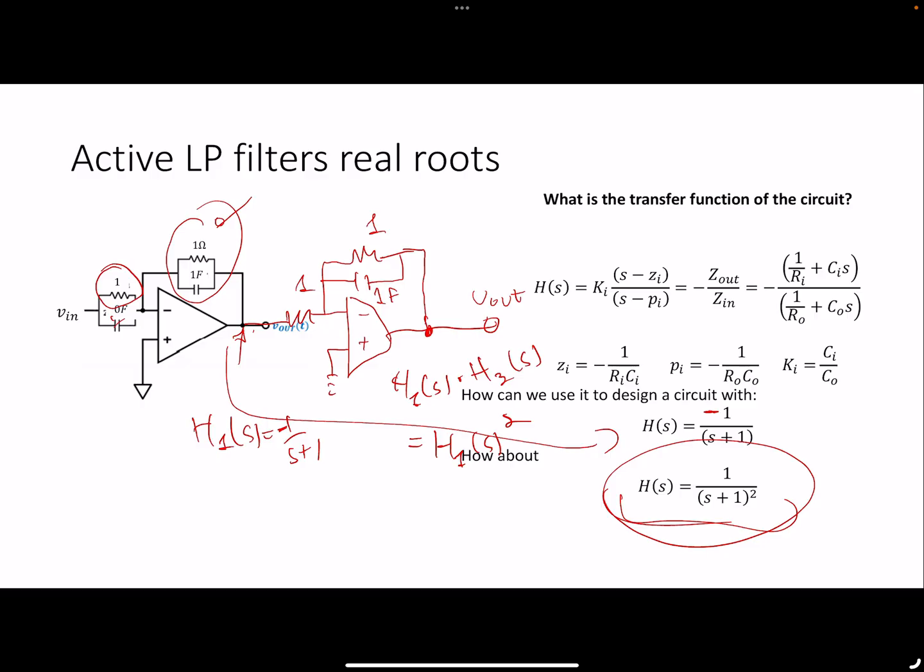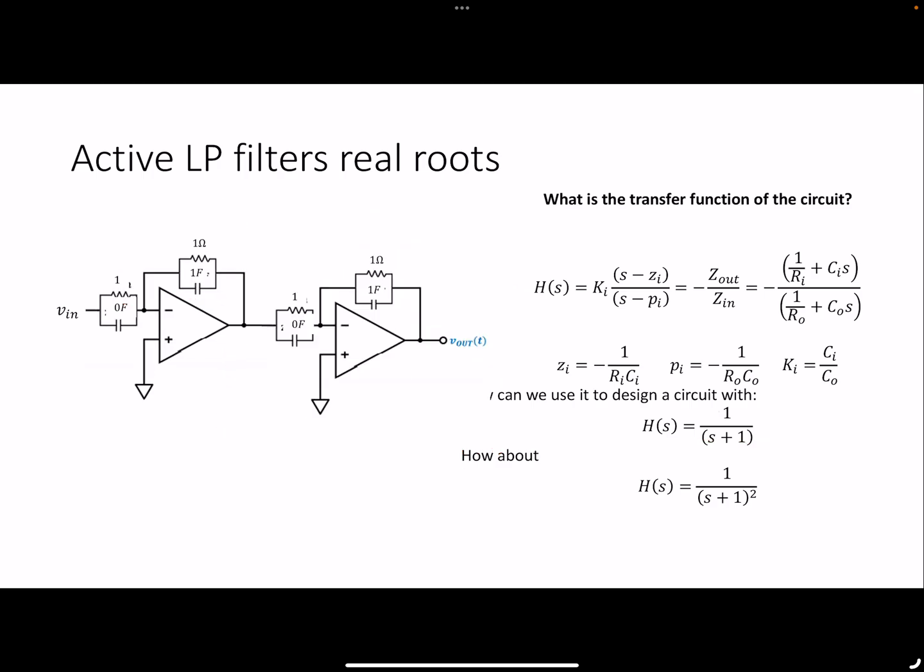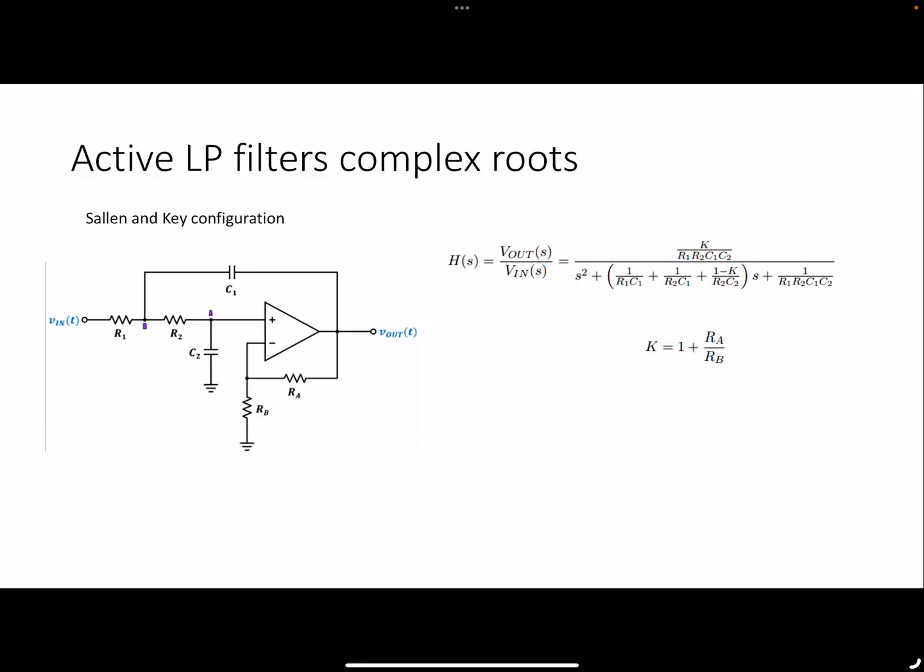So as you can see, we can go from a first order low pass filter to a second order low pass filter by simply adding more stages. Each stage gives us an order, it gives us a single pole and a single 0 that we can design for. So this is our final design.